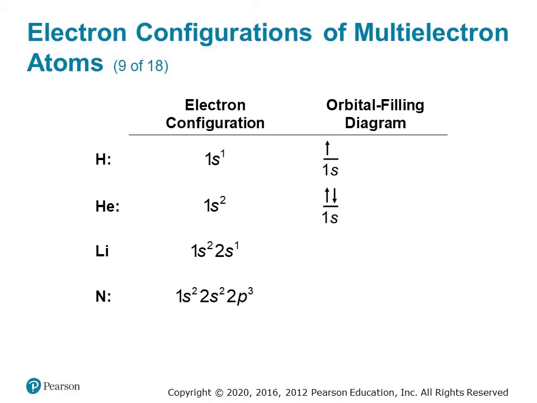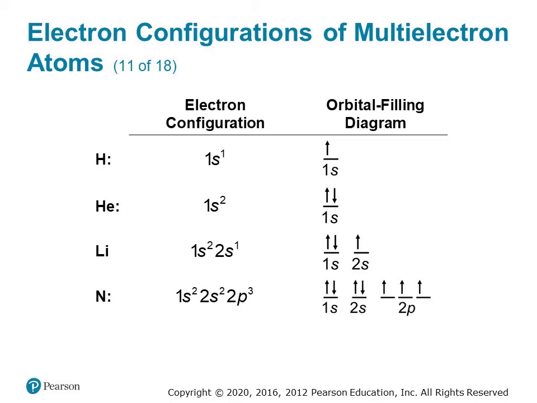Next, we have helium with a 1s2 configuration. Our 1s orbital has 2 electrons. The first one is spin up, and since any 2 electrons in the same orbital have to have opposite spins, the second one will be spin down. For lithium's 1s2 2s1, we have the first 2 electrons with opposite spins in the 1s orbital, and one more in the 2s orbital. Again, this half-filled orbital will have the electron spin up.